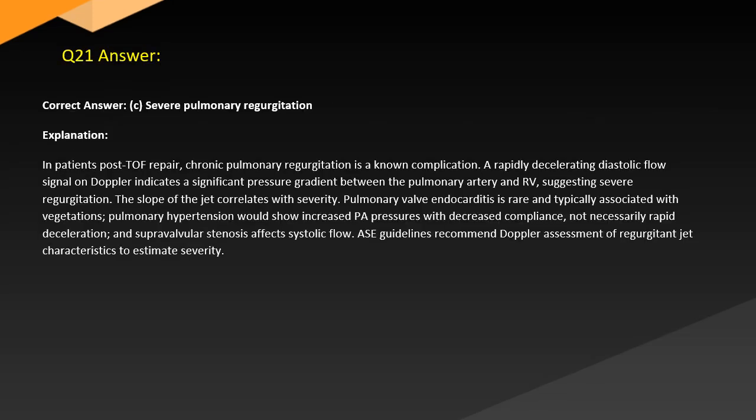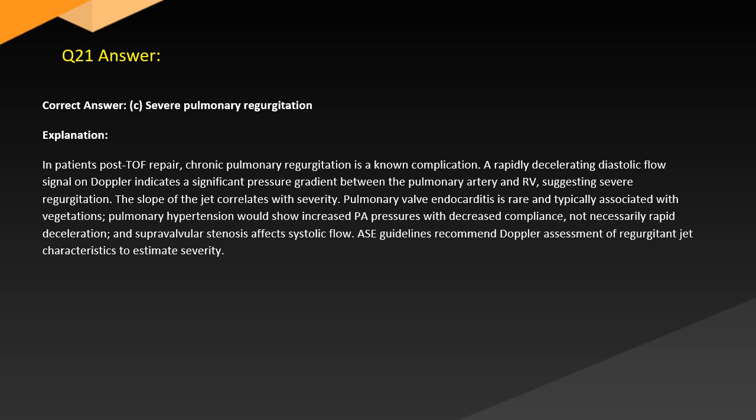Answer. Correct answer C. Severe pulmonary regurgitation. Explanation. In patients post-TOF repair, chronic pulmonary regurgitation is a known complication. A rapidly decelerating diastolic flow signal on Doppler indicates a significant pressure gradient between the pulmonary artery and RV, suggesting severe regurgitation. The slope of the jet correlates with severity.